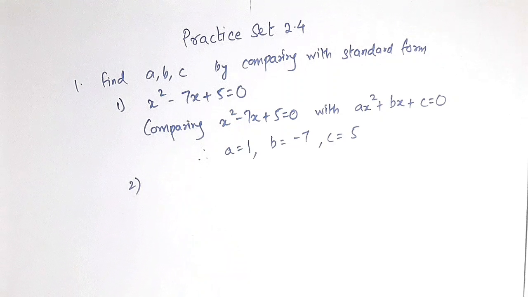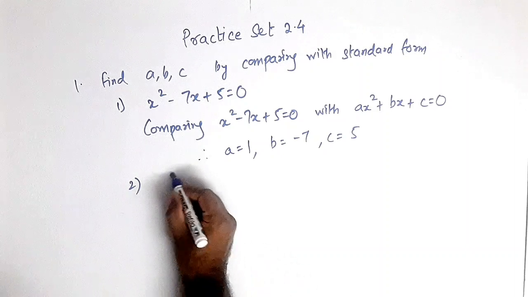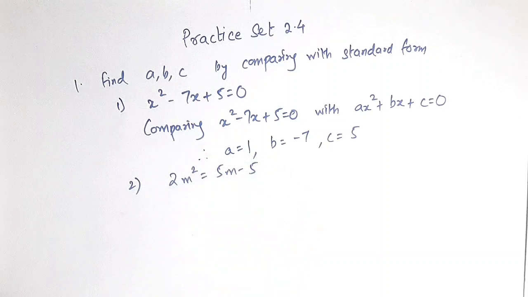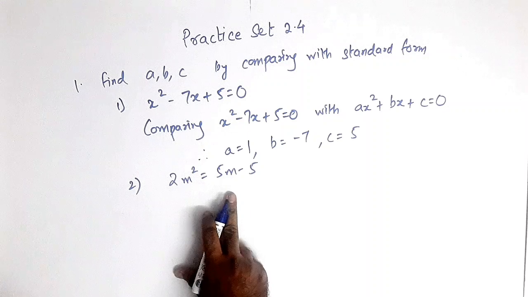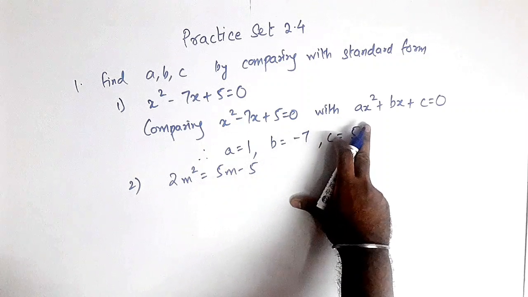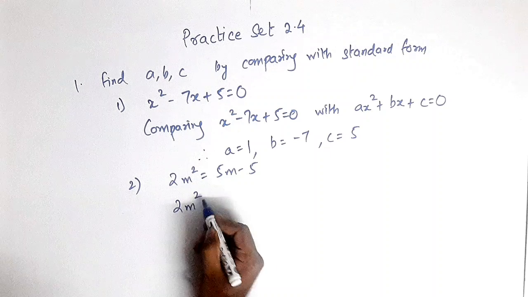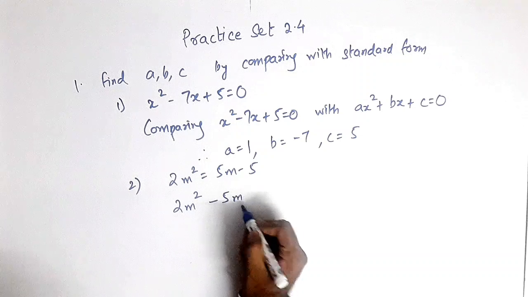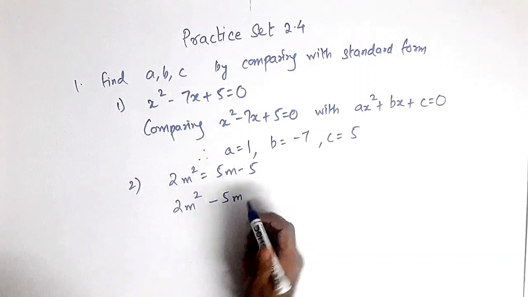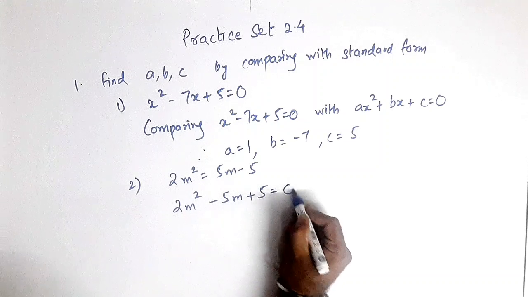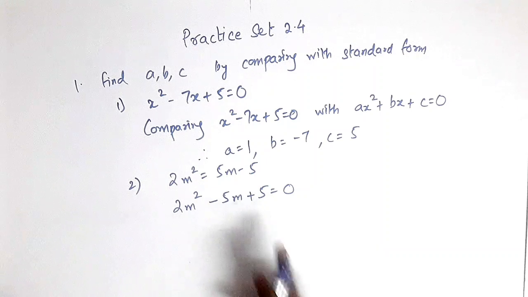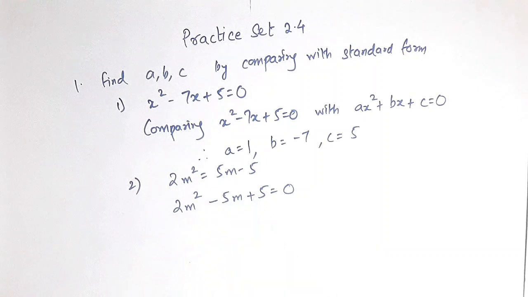Second one given is 2m square equals 5m minus 5. So the first thing you have to do is arrange this in standard form. This will become ax square plus bx, 5m I'll bring here, it will become minus 5m, minus 5 will come here, it will become plus 5 equals 0. So 2m square minus 5m plus 5 equals 0.